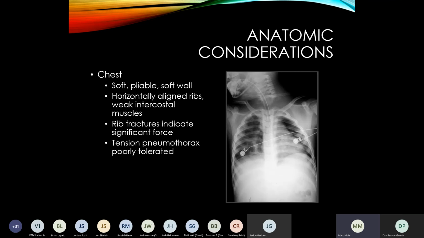Their chest is soft and pliable, so if they have broken ribs, it takes a pretty severe impact to make that happen. They have weak intercostal musculature. Tension pneumothorax is poorly tolerated in kids.